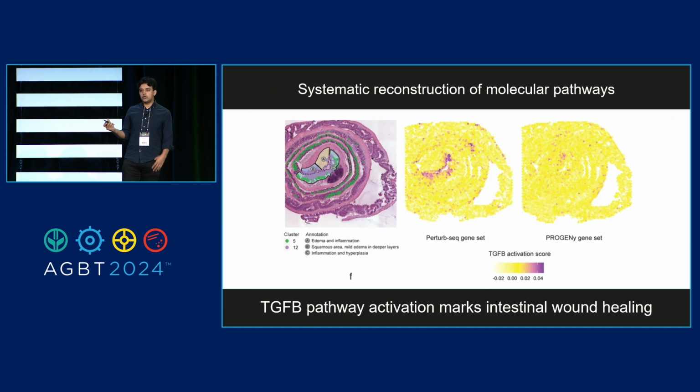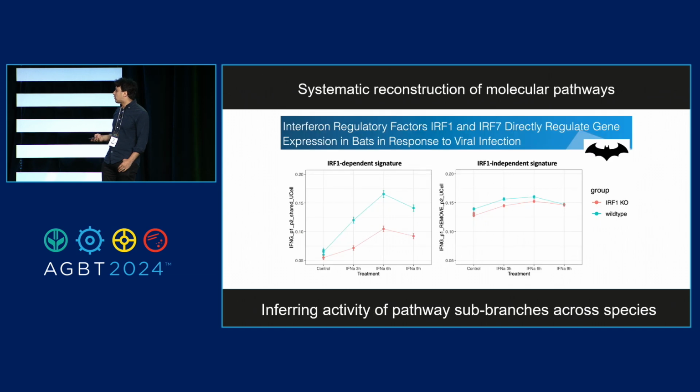This was in mouse colon. We didn't even use mouse in any of our initial data. But because our gene signatures are learned across so many different biological contexts, that enables us to apply them to new ones that we didn't profile at all. And in fact, one of my favorite vignettes from the paper is our ability to determine IRF1 dependent and independent arms of the interferon gamma pathway, but in bat fibroblast cells.